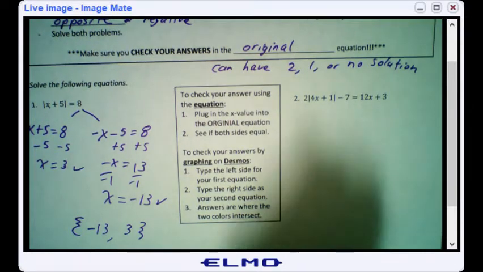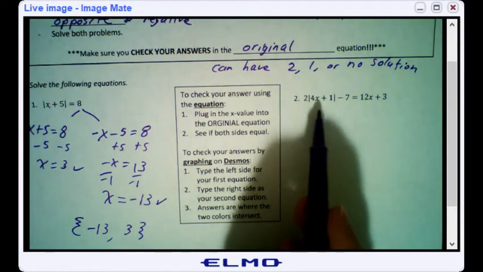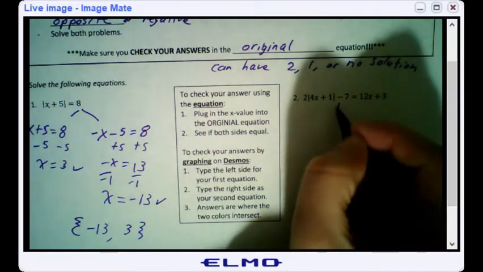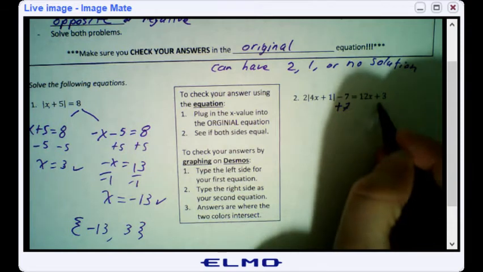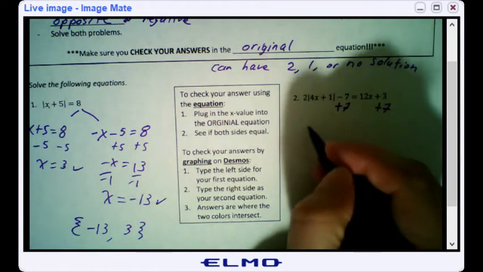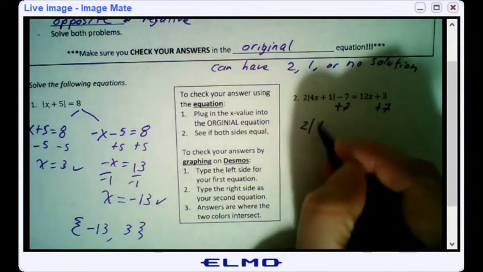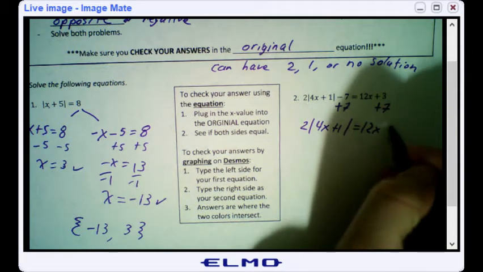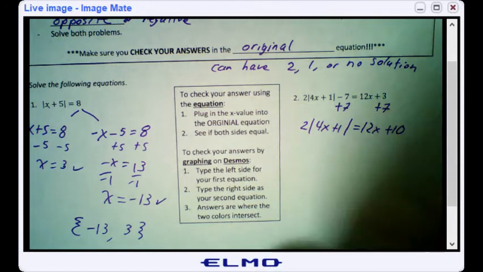Just like if this was a variable, I'm going to kind of undo my order of operations. I'm going to start by adding 7. I have to add it to the like terms on the opposite side. And then divide everything by 2.